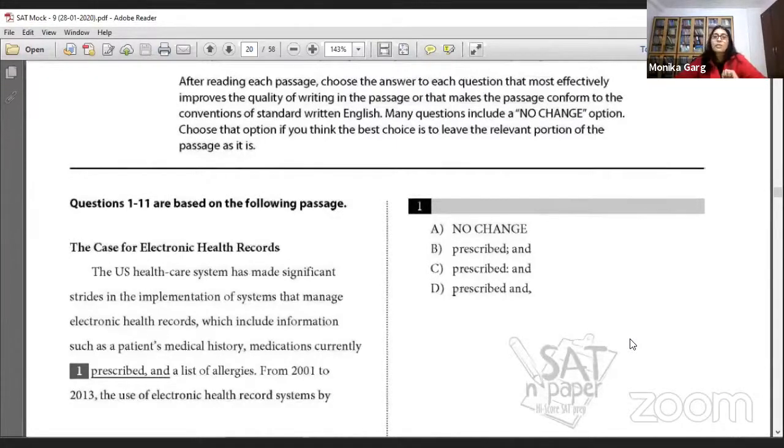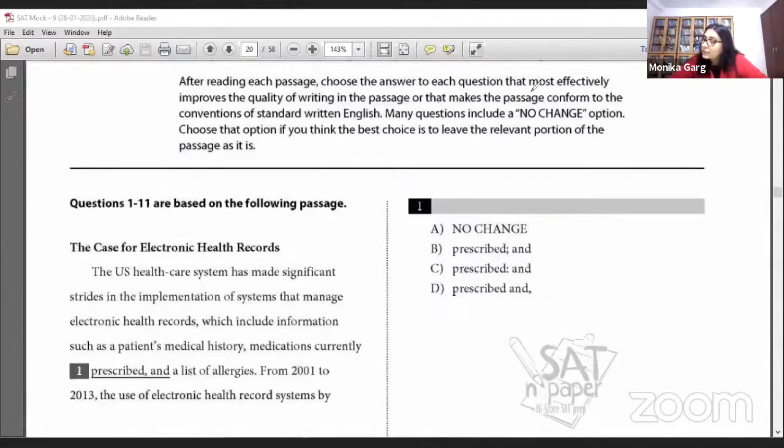And what did we discuss? When you have 3 or more items in a list, you separate them by commas. And you separate them by commas, mind you, not by semicolons or dashes or colons. And that's the reason this option has a semicolon, so that goes out. This option has colon, this goes out. And this option has comma after and, while what you needed was a comma before and. So this also goes out, and this is the correct answer. So that's how we choose the answer.